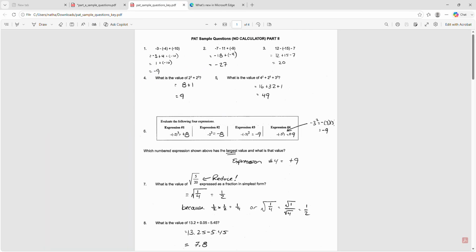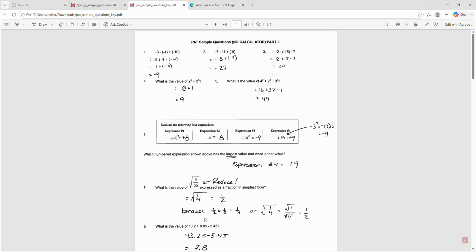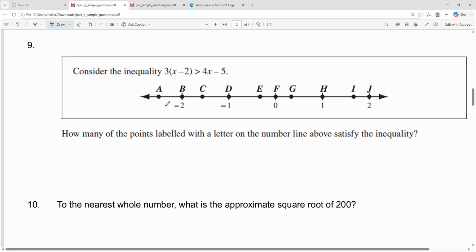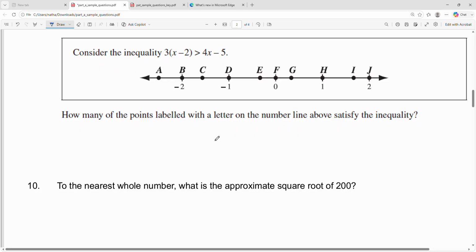Oh, and again, they put their answer here, 7.8. Perhaps if the question says to 1 decimal place, then that'll be fine, right? All righty. Okay, so consider the inequality: 3 times x minus 2 is greater than 4x minus 5. So first thing we're going to want to do here is solve this, right? We want to have this down to an answer that says something like x is less than some number, or x is greater than some number. And that's going to tell us what set of values on this number line we're looking at.